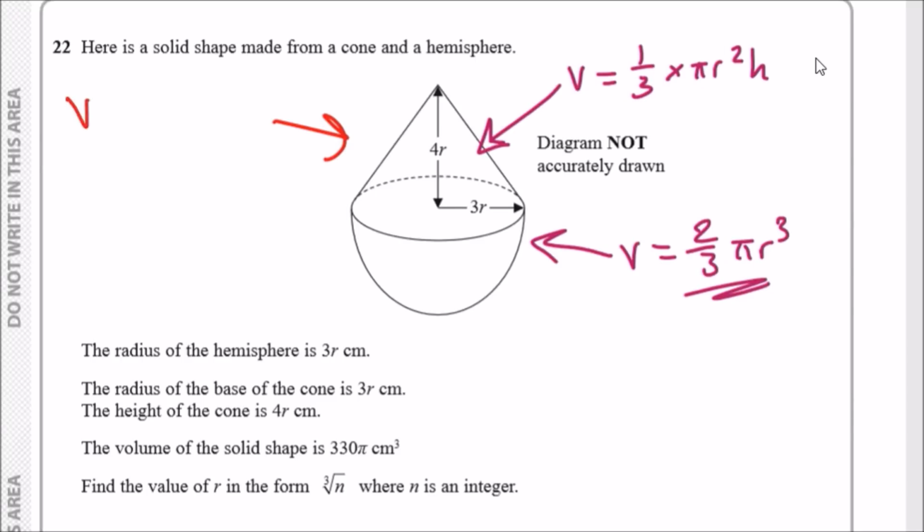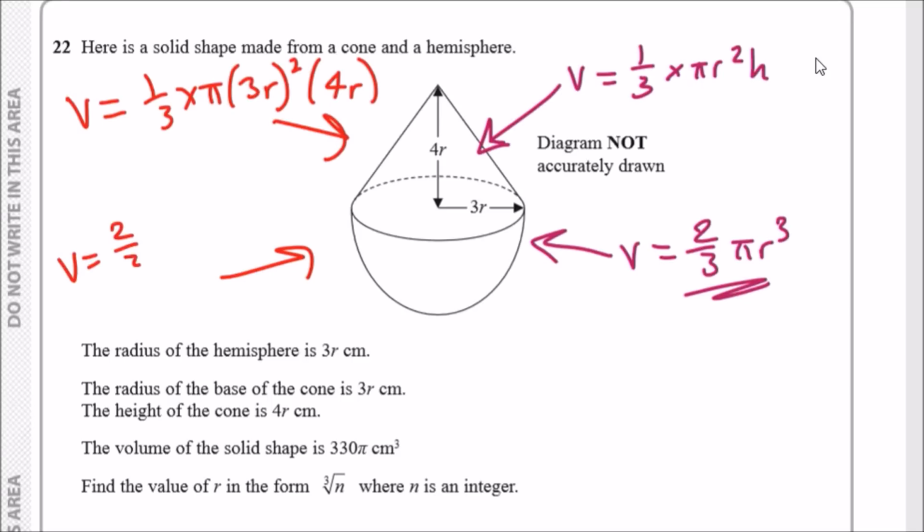So now the volume of the cone will be 1/3 times pi, the radius being 3r squared, and the height being 4r. Likewise, for the hemisphere, the volume is going to be 2/3 pi, and then the actual true radius is 3r cubed. And that's it. And then, of course, since we know that the volume of the total shape is 330, if we add up the total result, we must get 330 pi.